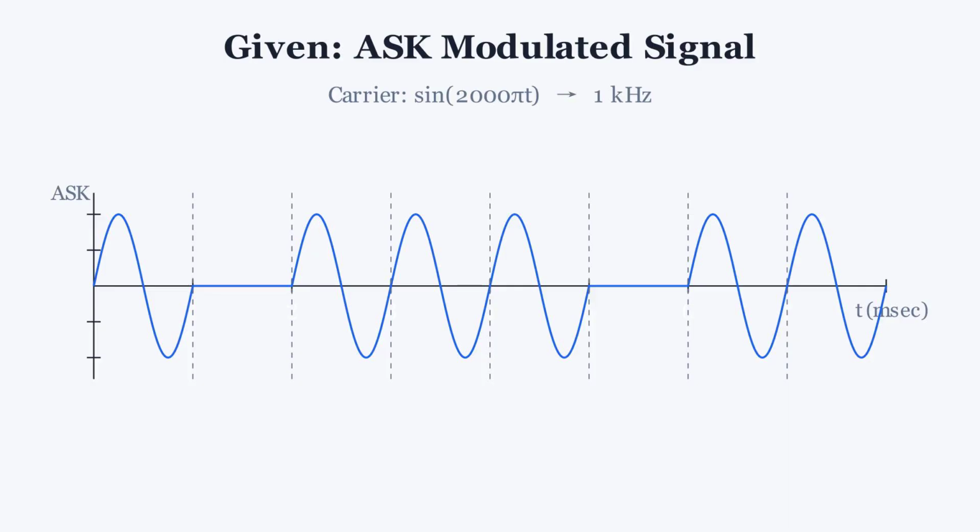First, find the digital information signal x of t that produced this ASK. Second, take that same x of t and redraw it as frequency shift keying. Third, redraw it again as phase shift keying. 3 modulations, 1 underlying message. Let us decode the ASK.